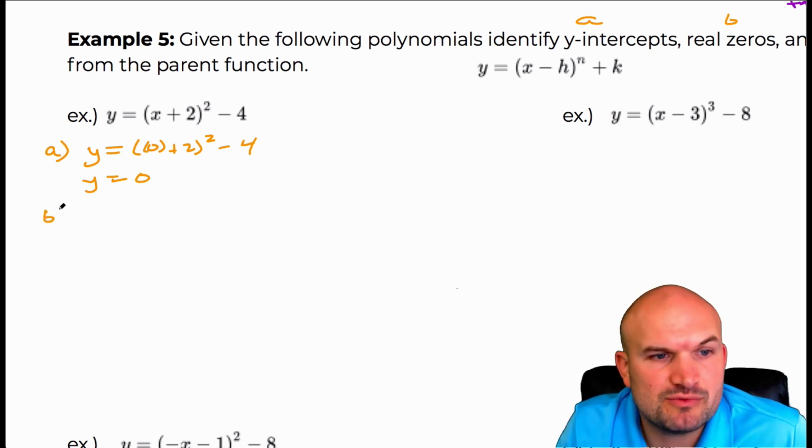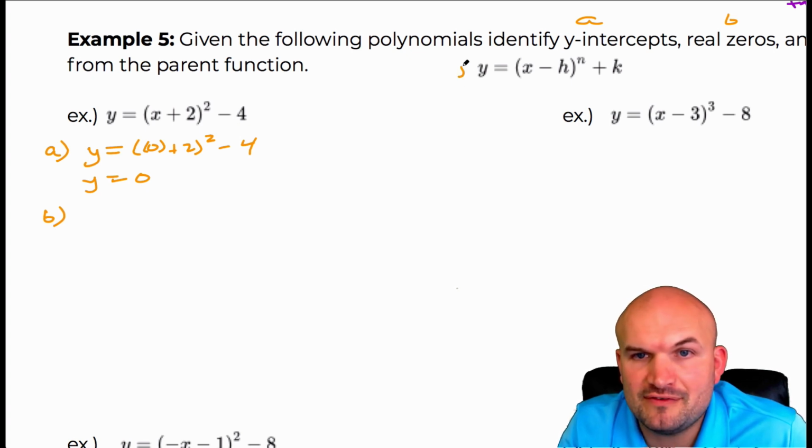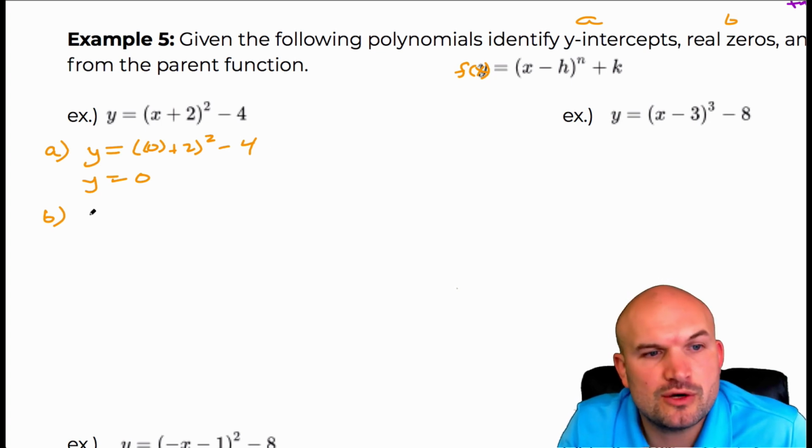Now to find the zeros, we're looking at when y, or f of x, you can replace this with function notation, is set equal to 0. So we're going to set our function equal to 0.